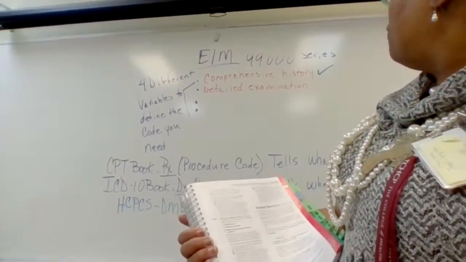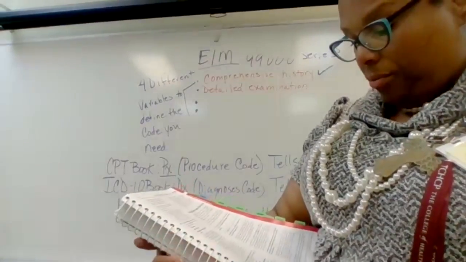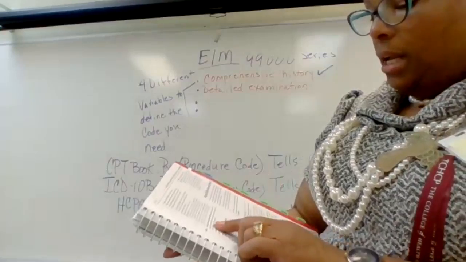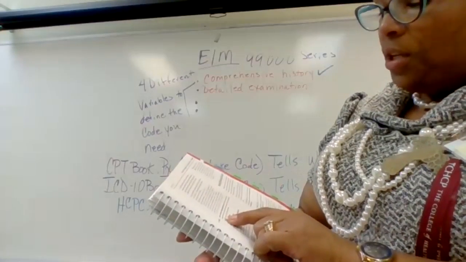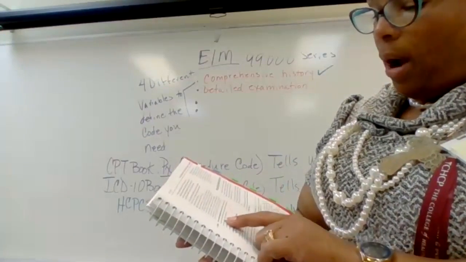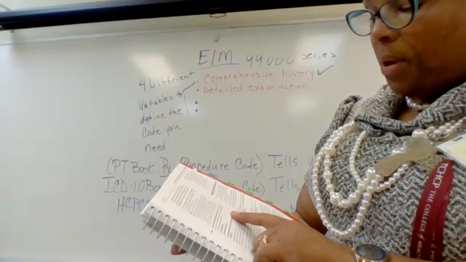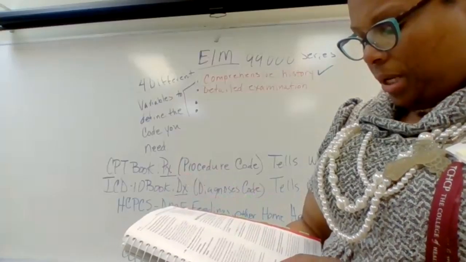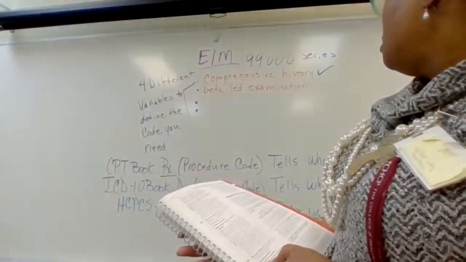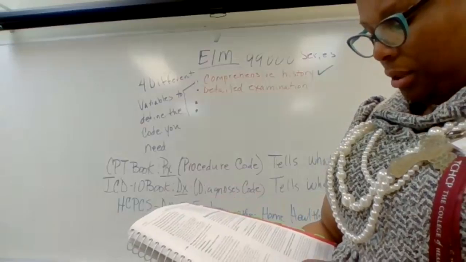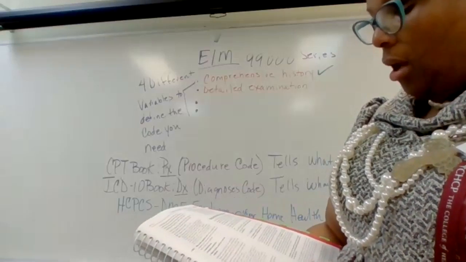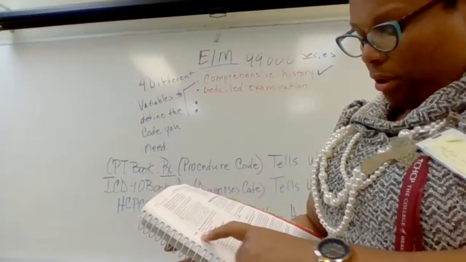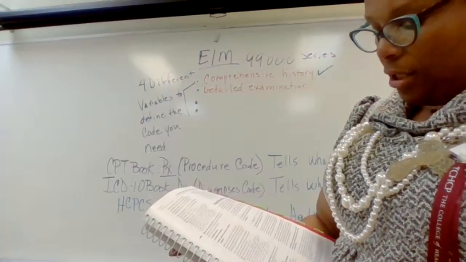However, we are still looking for comprehensive history. Okay, so it says right here, the evaluation and management of an established patient, which requires at least two of these three components. Okay, and then you have comprehensive history, comprehensive examination, medical decision-making, high complexity. So we have detailed 99214 and we have 99215.